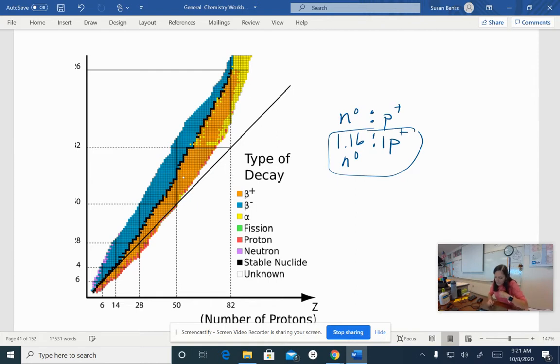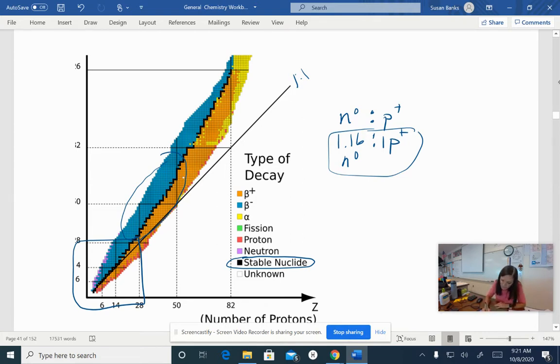If I look at this graph, here's my 1-to-1 ratio. You'll notice at the very beginning, when our elements are pretty small, we are pretty close to that 1-to-1 ratio. But as our elements get larger and larger, we get farther and farther away from that line. Notice we are really focusing on the black line here in this graph. These black squares are the stable isotopes of the elements.